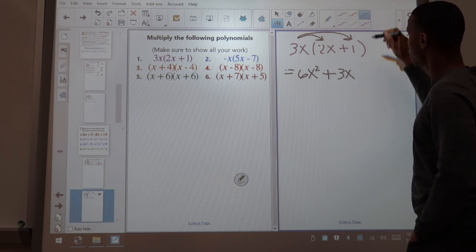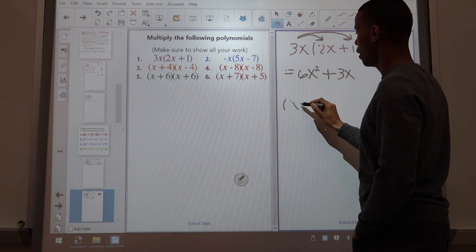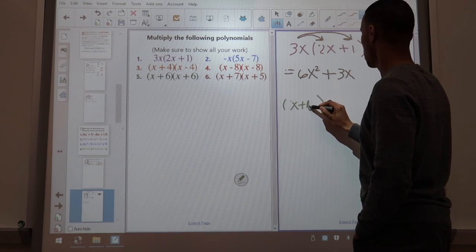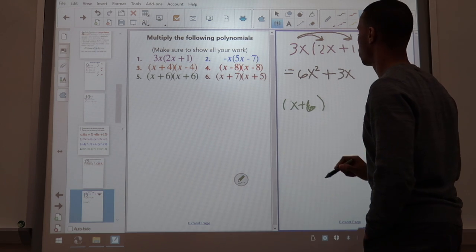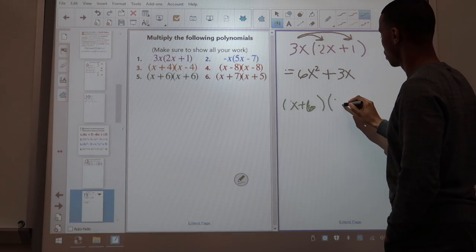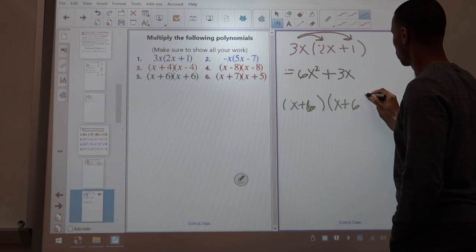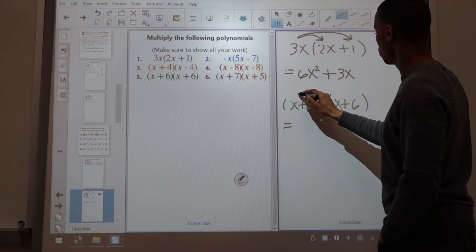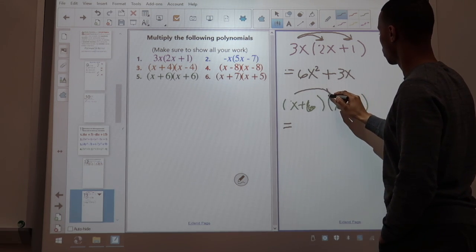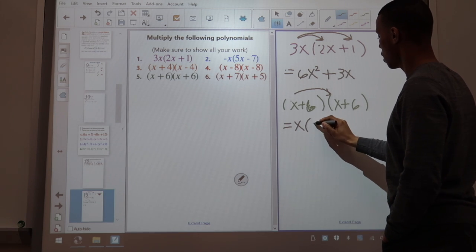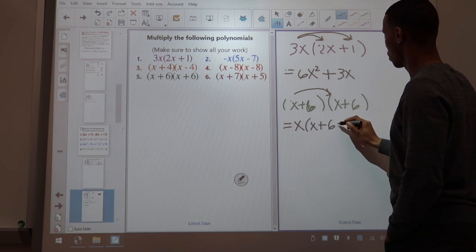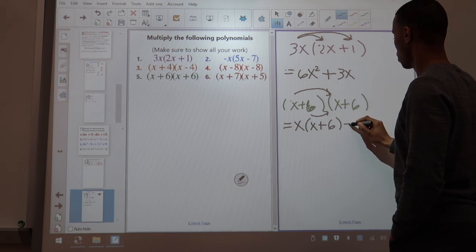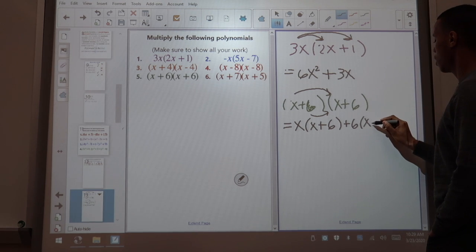For number 5, you have x plus 6 times x plus 6. Oh, that's a 6. There we go. Again, the first thing we're going to do is distribute the x. So this will be x times x plus 6. Then you're going to distribute the 6. So this is plus 6 times x plus 6.